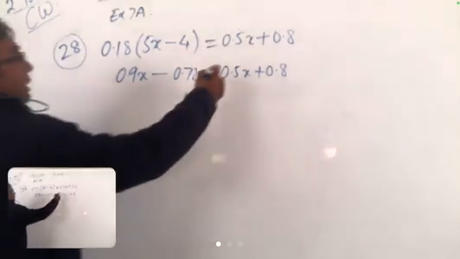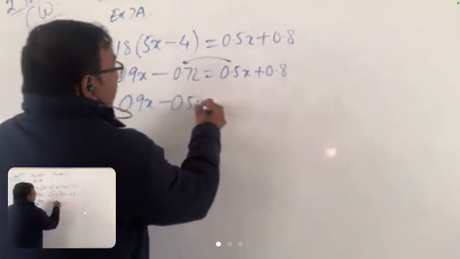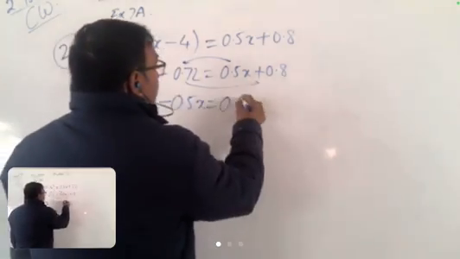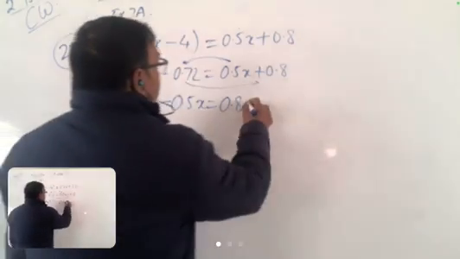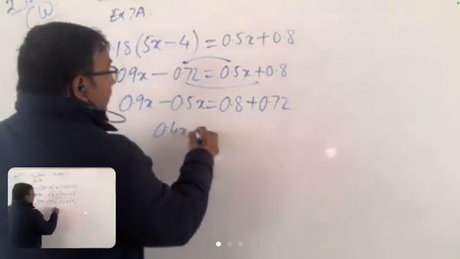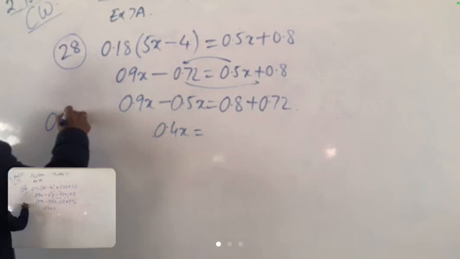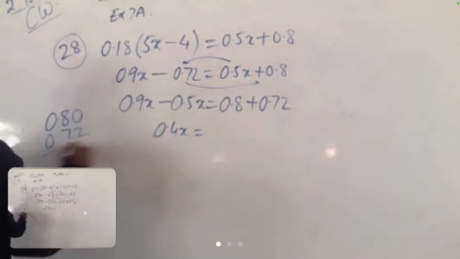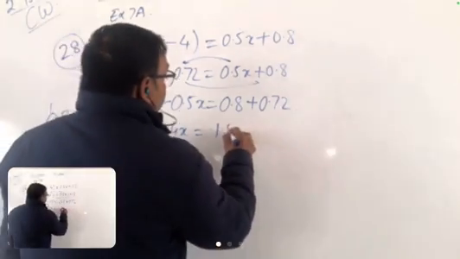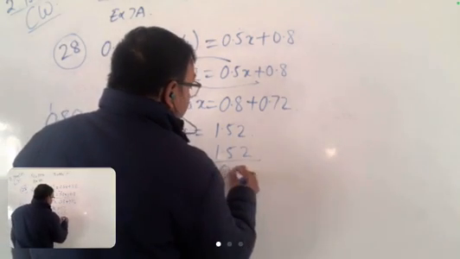So now transfer this to this side. 0.9x minus 0.5x is equal to, and transfer this to this side. So it is 0.8 plus 0.72. It will be 0.4x is equal to 0.80 and 0.72. It will be 1.52. So x is equal to 1.52 upon 0.4.